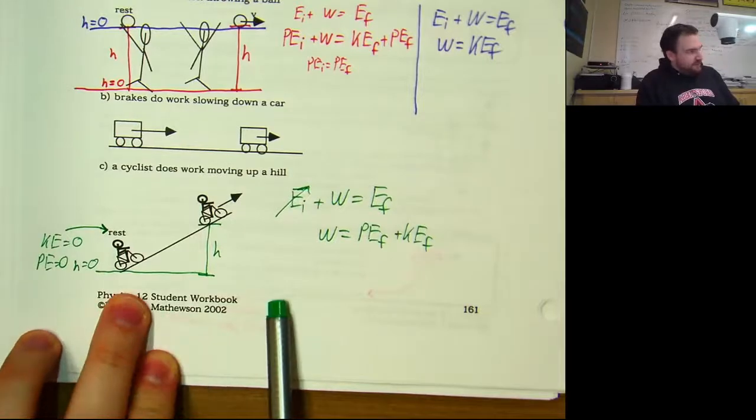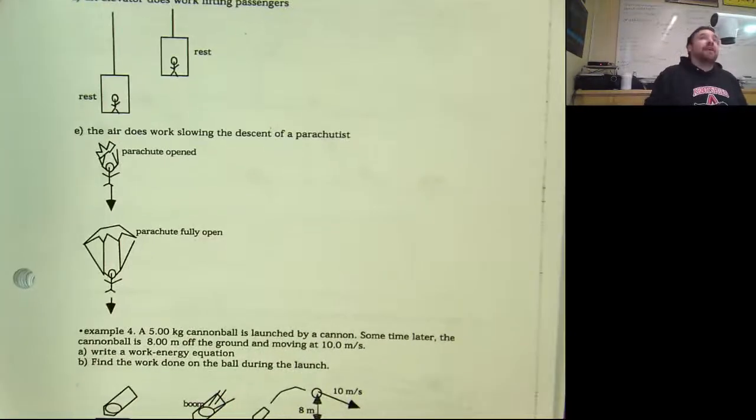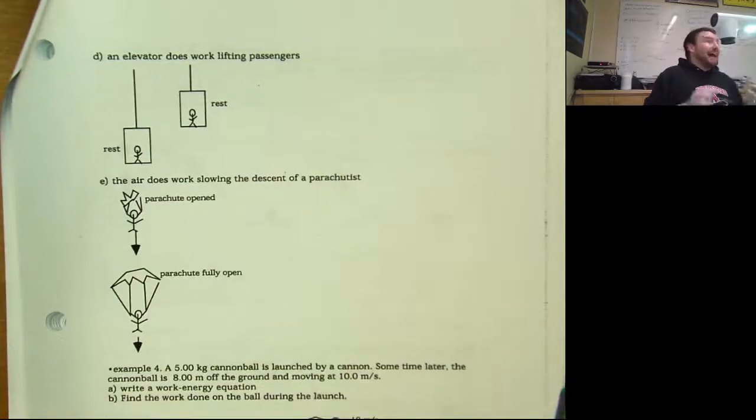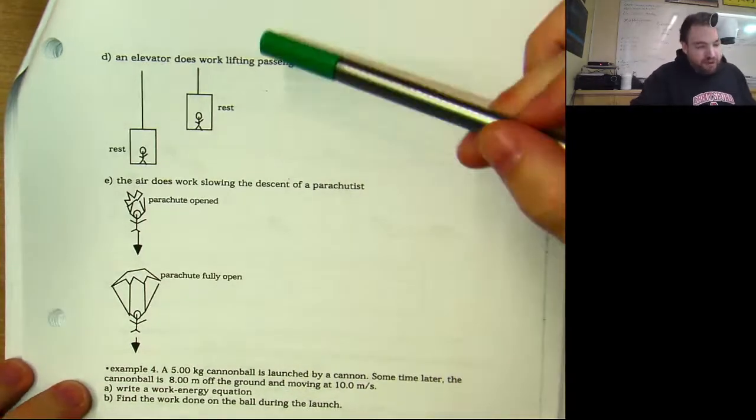Okay, so Zach wanted to see C. Does this make sense? Okay, flip page. I've got D and E here. Do you want to see either of these, or do you feel like you could figure it out? See both? Okay, so I've got an elevator doing work lifting passengers.